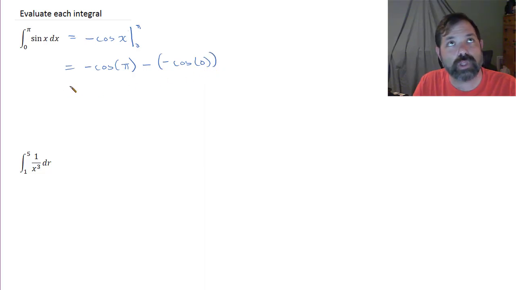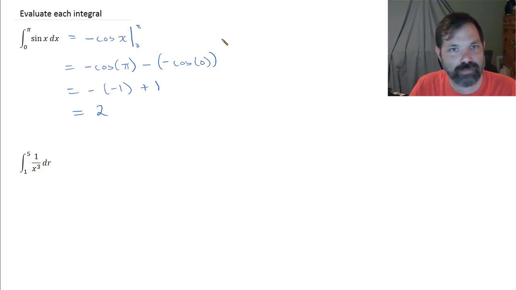All right, so the cosine of pi is negative 1. So I have the opposite of negative 1, plus, minus minus is plus, the cosine of 0 is 1. So that's 1 plus 1, which is 2. So what does this mean?